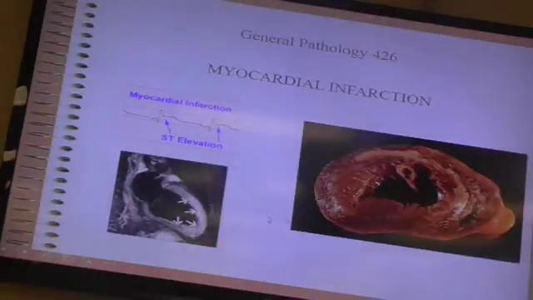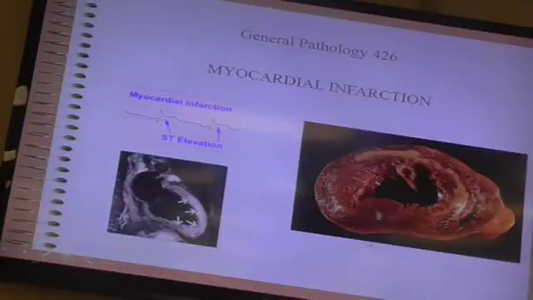So what does it look like if I'm doing CT scans and looking at EKGs? ST segment elevation is very characteristic of myocardial infarction, and there's the damaged area in the ventricle.